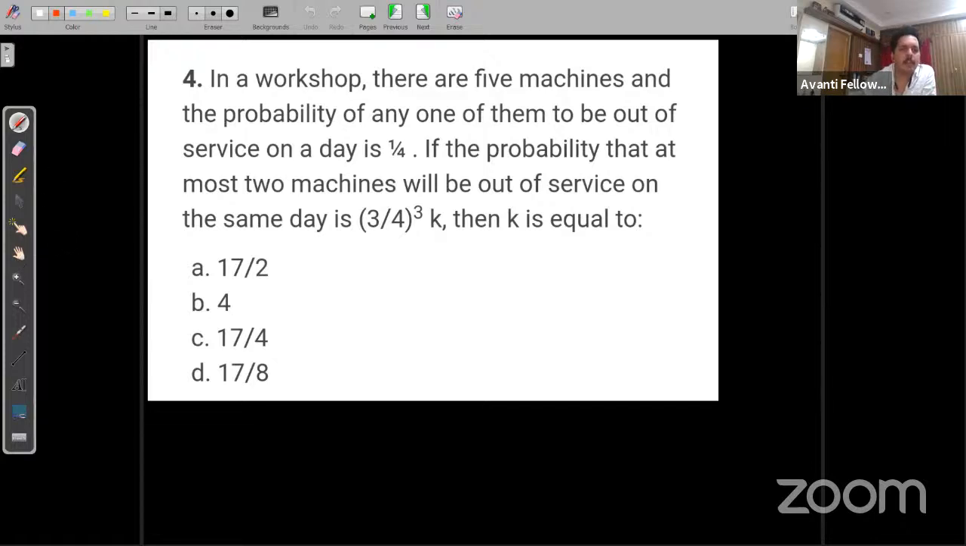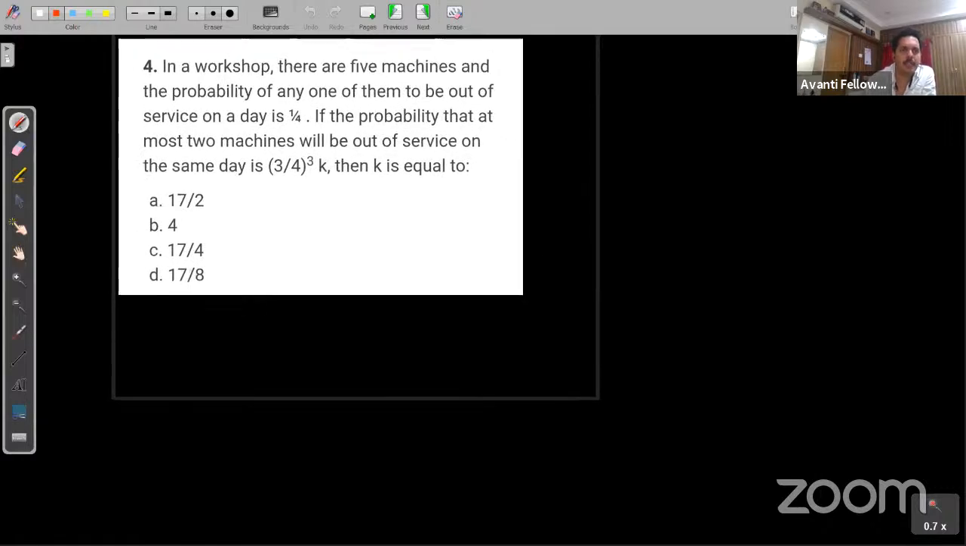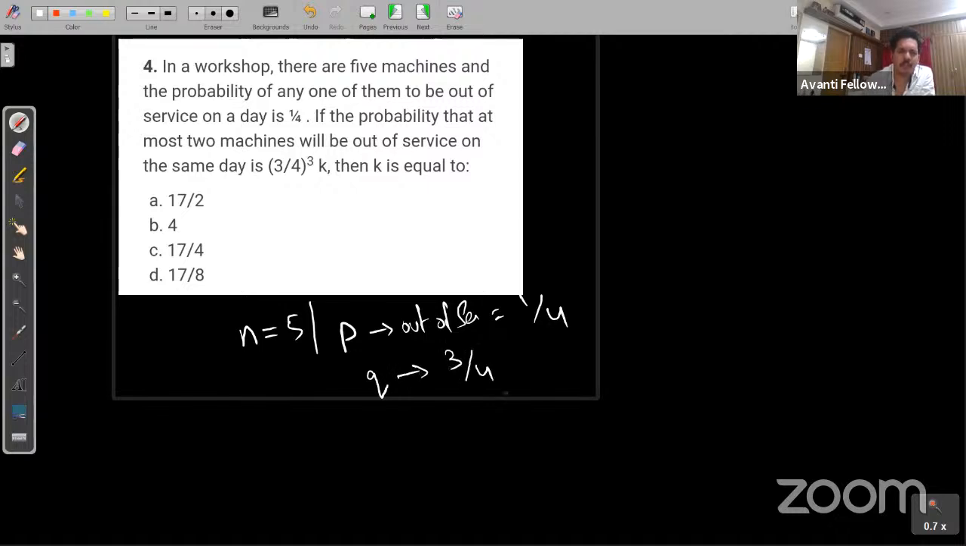So look here, what we are going to do. There are 5 machines, which means n is equal to 5. Just keep it aside. Success means probability of out of service, which is equal to 1 by 4. And Q is 1 minus 1 by 4, which is 3 by 4, obviously. Now what is it asking? Probability that at most 2 machines will be out of service, so P of X less than or equal to 2 is being asked.